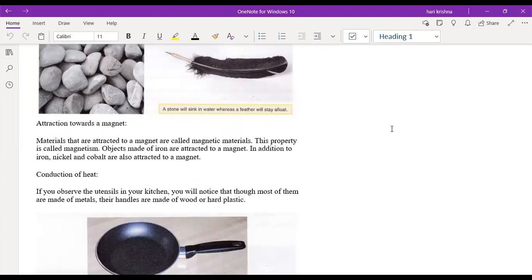What is a magnetic substance? What is magnetism? Sir, magnetism is the ability of a substance to be attracted to a magnet. Example: iron, nickel, and cobalt.